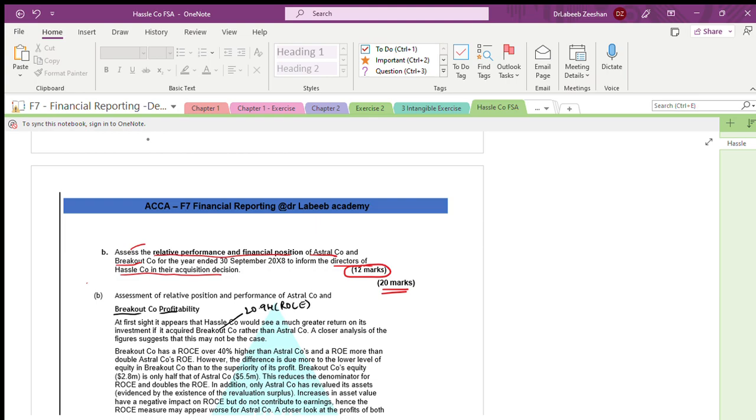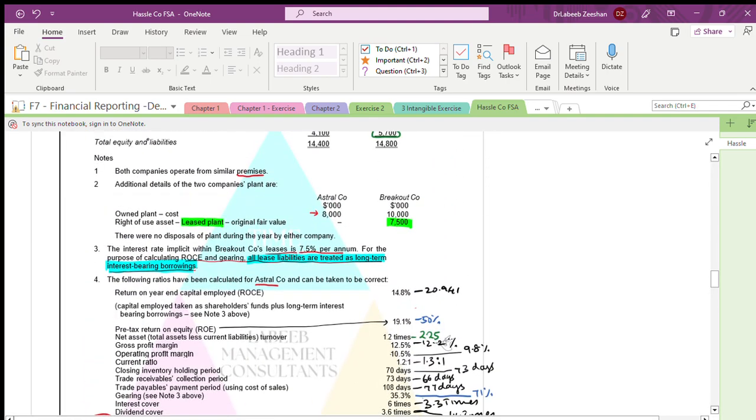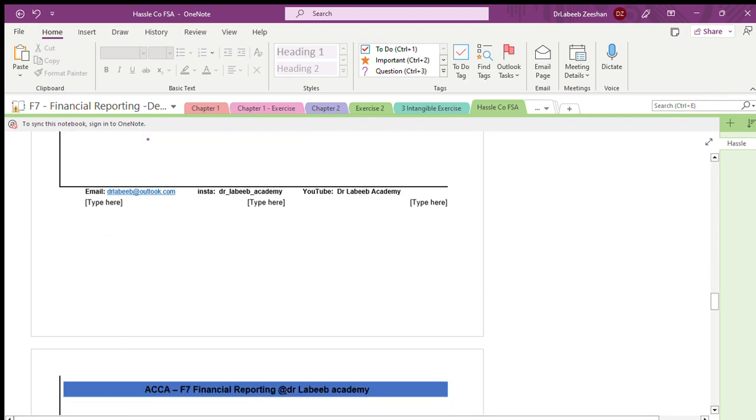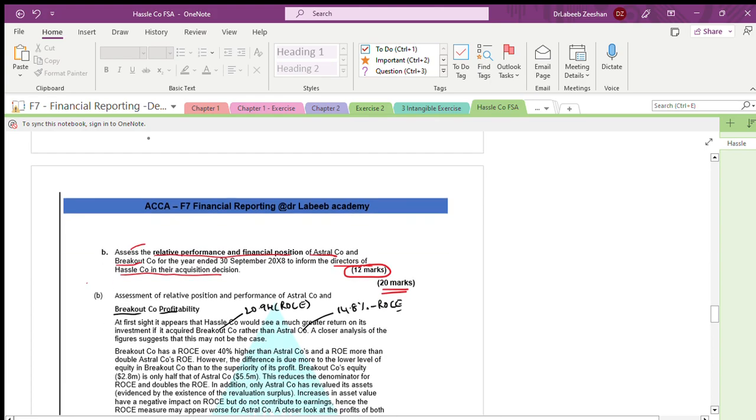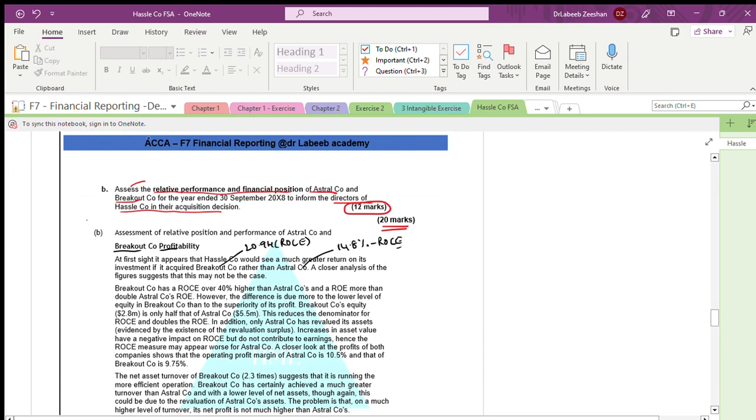However, a closer analysis of the figures suggests it may not be the case. If you take the Astral return on capital employed, it is only 14.8%. Now if you compare, Breakout's return on capital employed is more. Breakout has a return on capital employed 40% higher than Astral, and return on equity more than double.